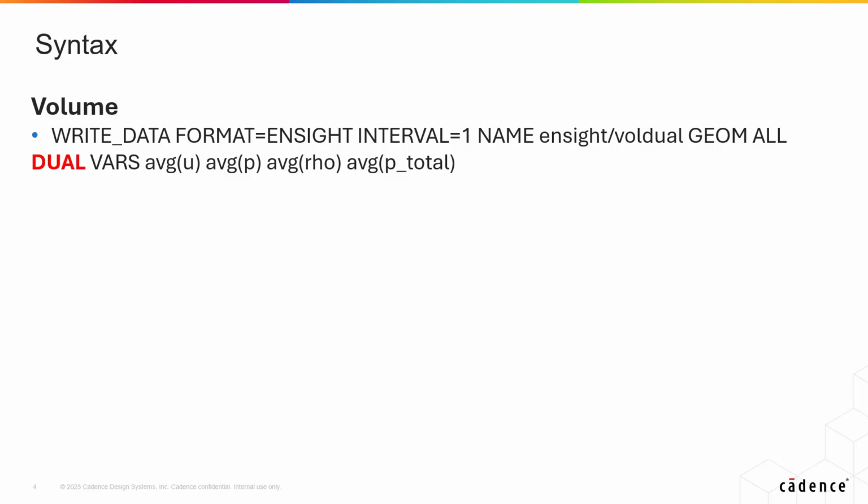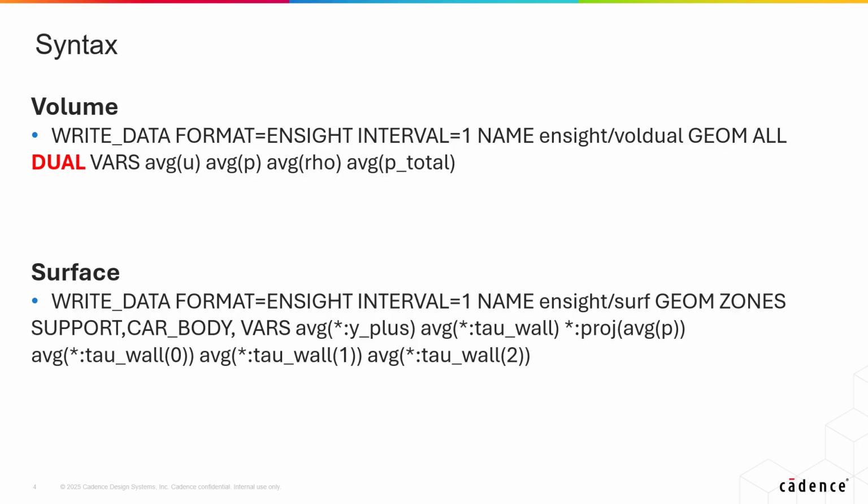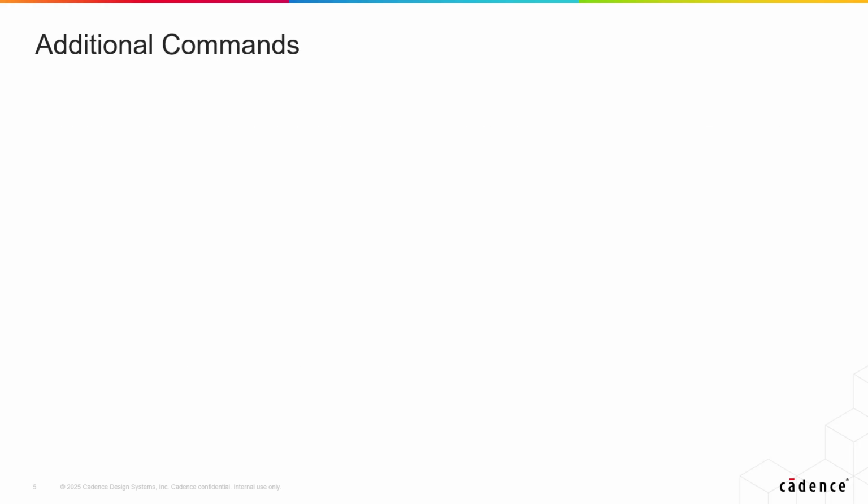The dual command here will export cell data as all tetrahedrals then as polyhedrals, which may help with some post-processing tools. For exporting variables on the surfaces, we specify the geometry to be exported by geometry as zones, followed by the specific zone names that are comma delimited and the various variables under the vars command.